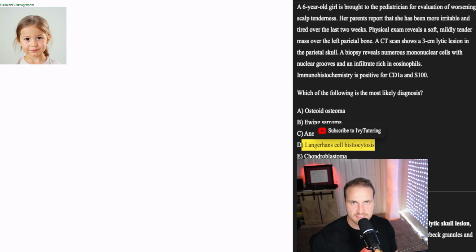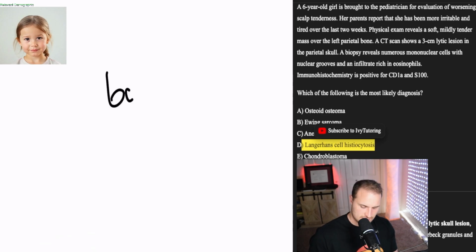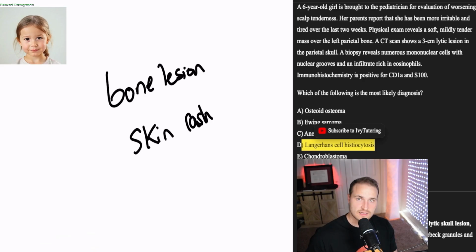So the pathophys here is there's clonal proliferation of the Langerhans cells. These are specialized dendritic cells, and they have what are called Birbeck granules. They're like tennis racket shaped. And in the immunohistochemistry, it will show CD1a positivity and S100 positivity and Langerin positivity. All right, so look out for bone lesions. Also, it's seen with the skin rash, and it can involve the bone marrow, the lungs, the lymph nodes, the endocrine glands.